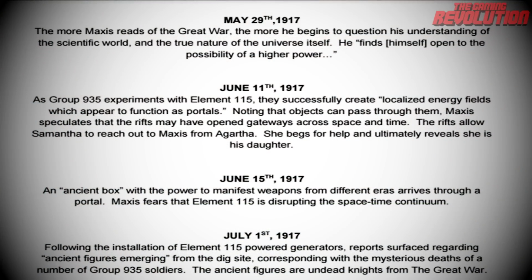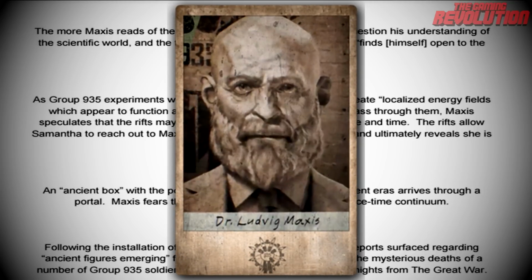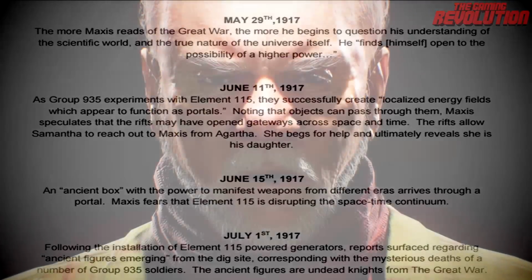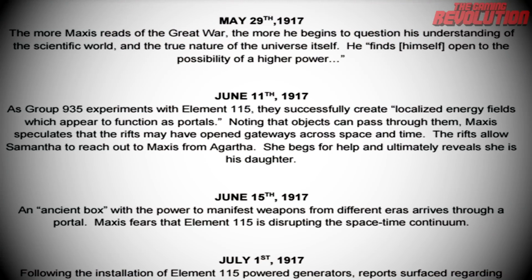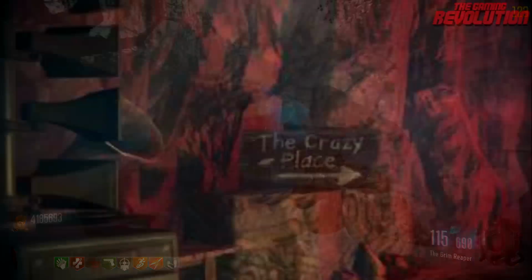On May the 29th, 1917, the more Maxis reads of the Great War, the more he begins to question his understanding of the scientific world and the true nature of the universe itself. He finds himself open to the possibility of a higher power, which we obviously know is Dr. Monty.